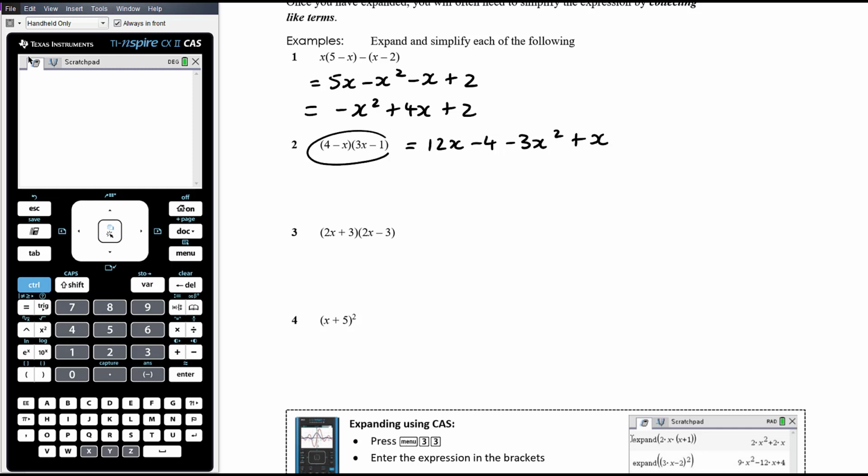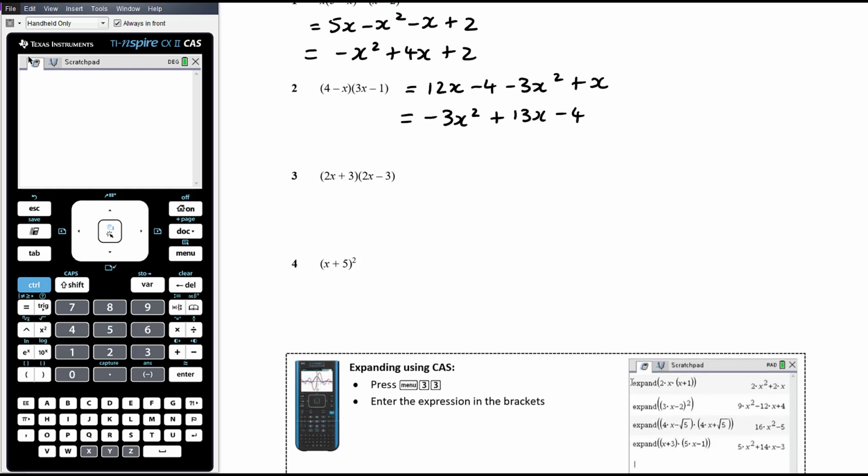Now, this was all in a slightly unusual order with the x term second here and lots of negatives, so I am going to write out the 4 terms and then collect them in this instance. So minus 3x squared, we've got 12x plus x, so plus 13x and minus 4.